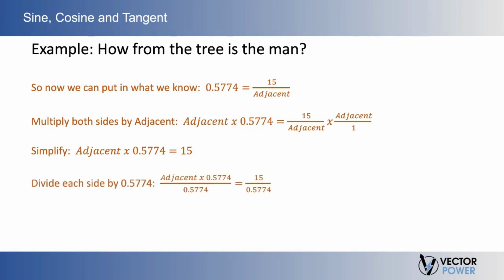We can now divide both sides by 0.5774, and that would simplify down to the adjacent equals 15 divided by 0.5774, and we can solve, and the man is 26 feet from the tree. Is that what you calculated? If so, congratulations.